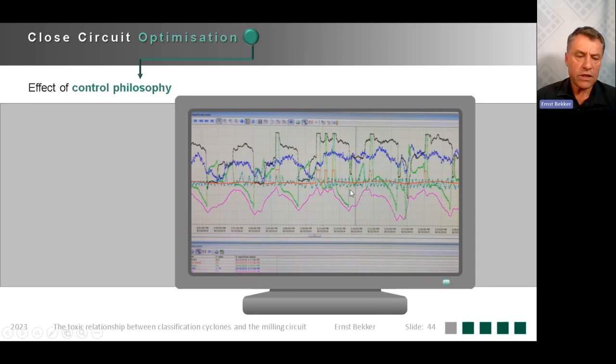In this situation for a plant up in Africa, they had a situation where the leaching tanks were starting to sand up. The black line is the pressure on the cyclone.